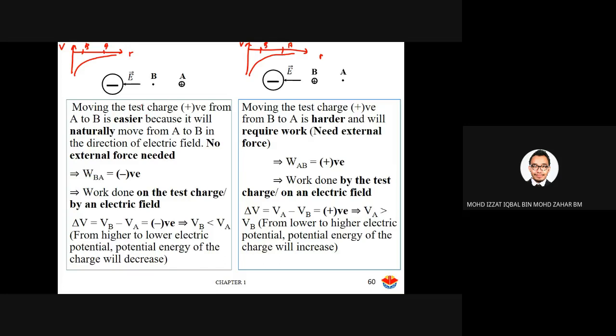Kalau saya nak gerakkan, okay, for the first case, dia gerakkan from A to B. So, this one is your final, this one is your initial. So, it move from A to B in this direction. So, you can see from here, VB kamu is less compared to VA. Sebab dia lagi bawah lagi negatif. So kecil lagi nilai dia compared to at A. Okay.